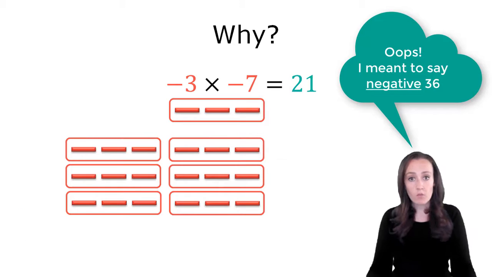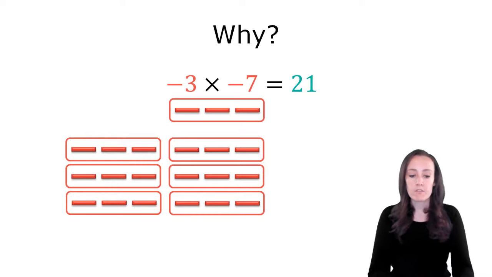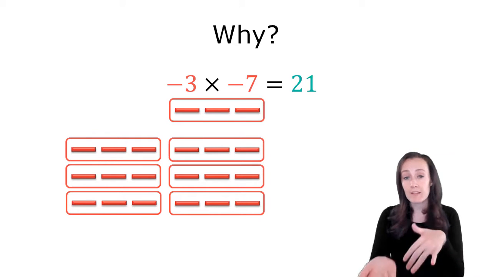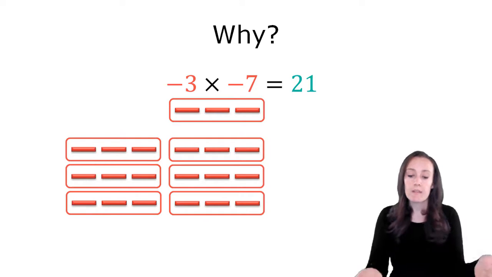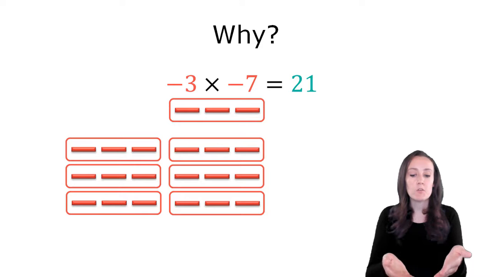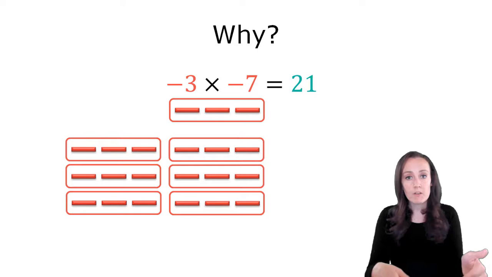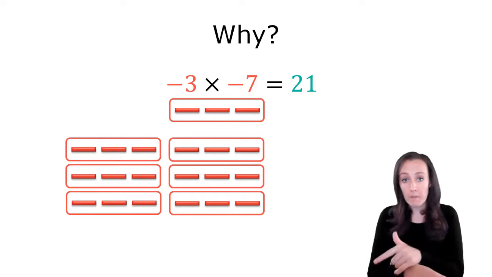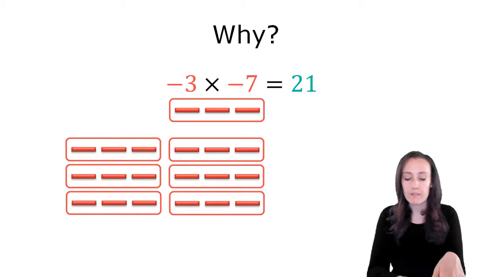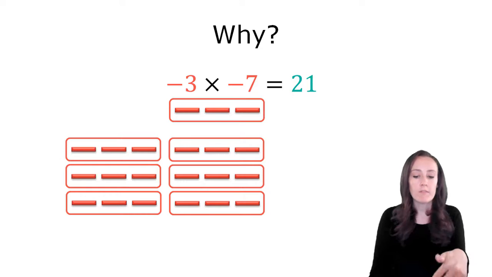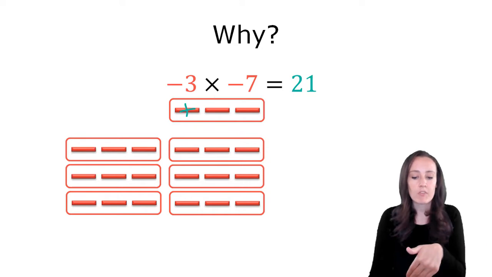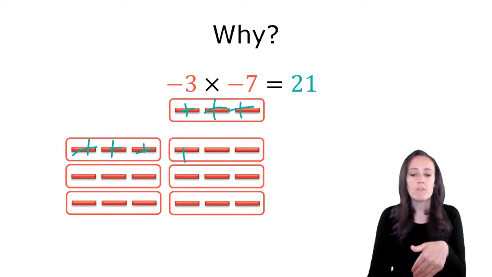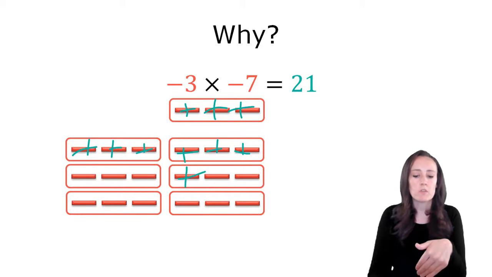And this is also the reason why a negative 3 times a negative 7 is going to be 21, and it's going to be positive, because if you have negative 7 groups, that means you're going to have 7 groups, but they're going to be the opposite of the things inside of the groups. So instead of having 3 negatives, you're going to have the opposite of those, which are 3 positives, and you have 7 of those groups, which means you're going to have a total of 21.